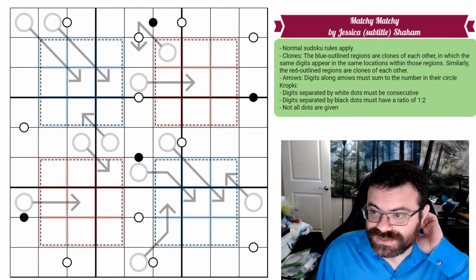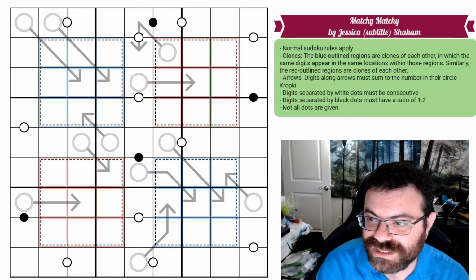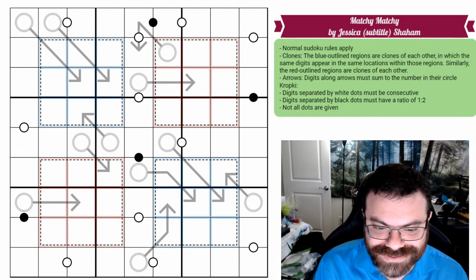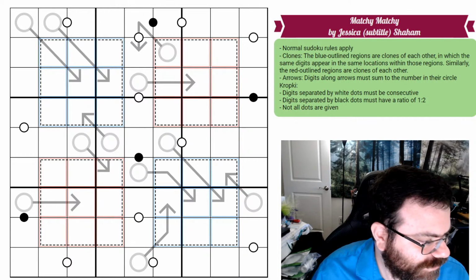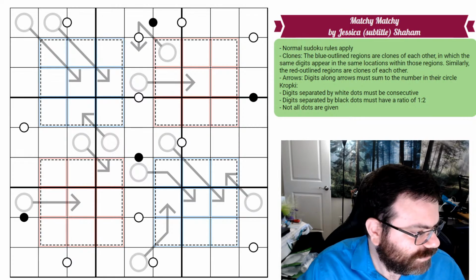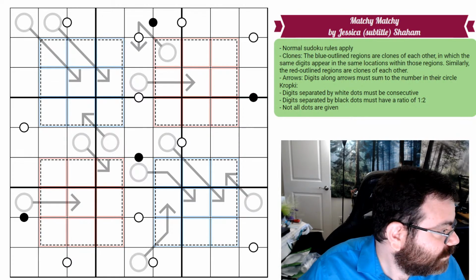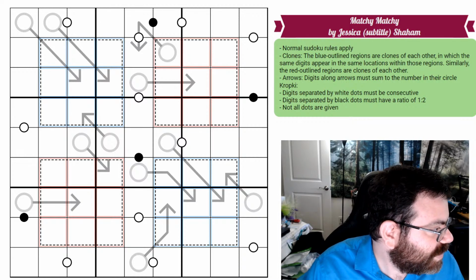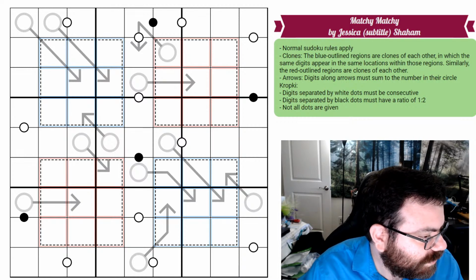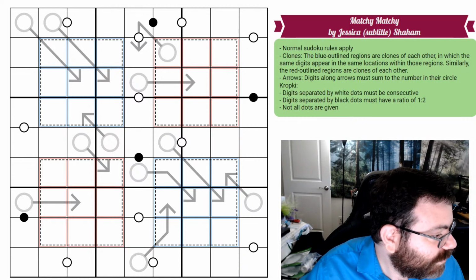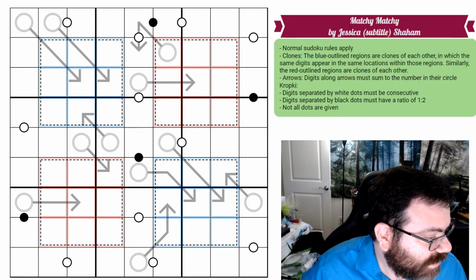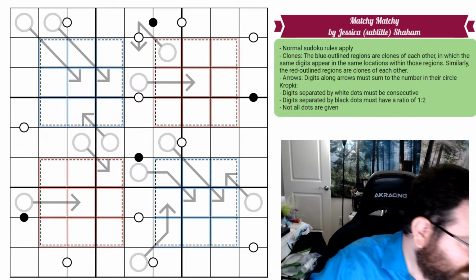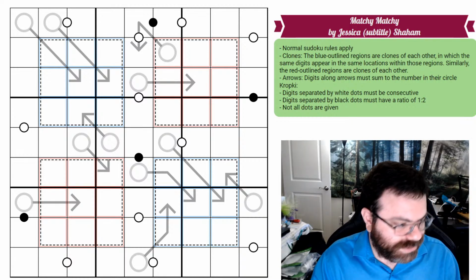Okay, so this is called Matchy. It's by Jessica, subtitle Shaham. This one shouldn't take an hour, that's good. Jessica's puzzles are always nice, that's true. Oh, my glasses got a bit smudged.